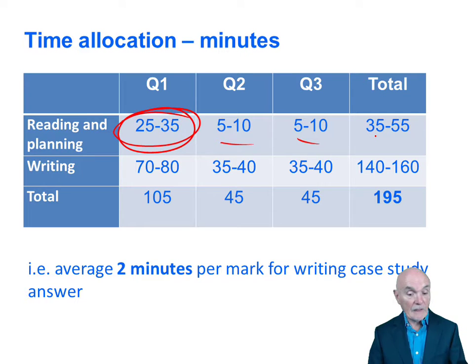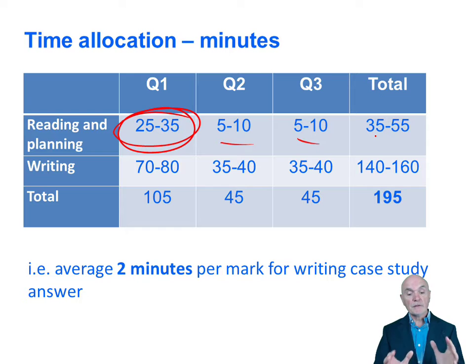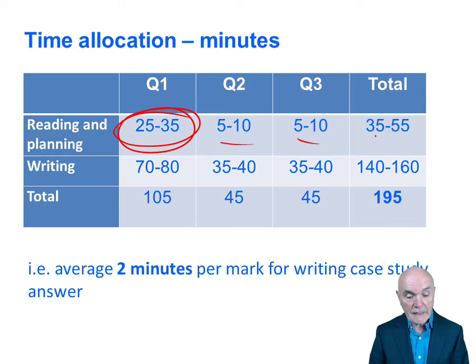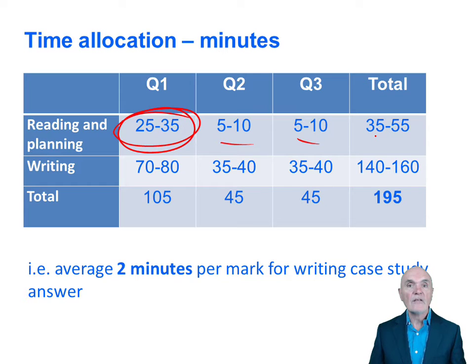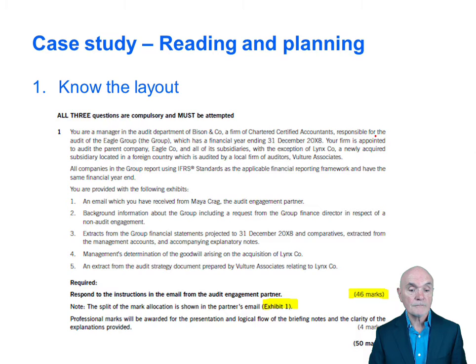Remember, once you've hit, let's say for question 1, around 105 minutes maximum, 100 minutes or thereabouts, that's a combined reading, planning and writing time. Once you've reached that limit, stop. If you keep going on for another 5, 10, 15 minutes, then you're eating into the valuable time that you should be using to address questions 2 and 3. And if you begin skimping on those, you're going to find it very hard to get enough marks to pass.